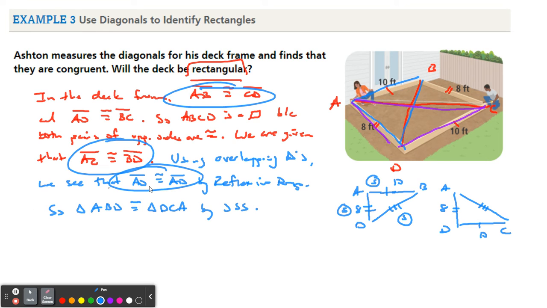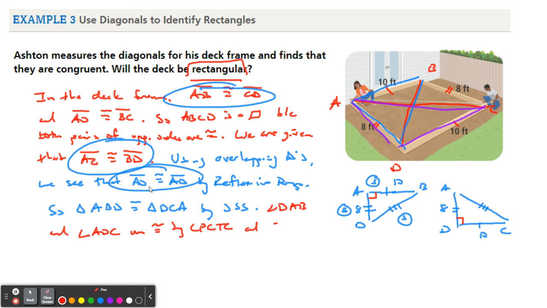Okay, now how do we prove that something is rectangular? Well, we need to focus on the right angles, right? In this picture, we need to show that angle A and angle D are right angles, between these two triangles. So that's our next step. How are we going to do that? Well, we know that they're congruent by CPCTC. So we know that angle DAB and angle ADC are congruent by CPCTC.